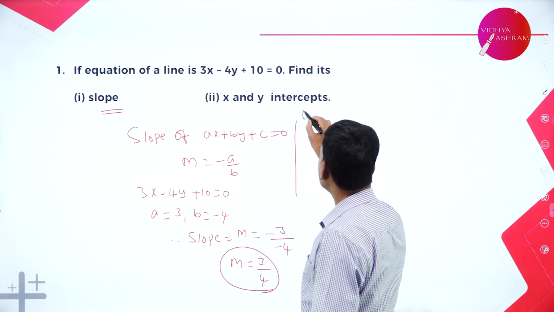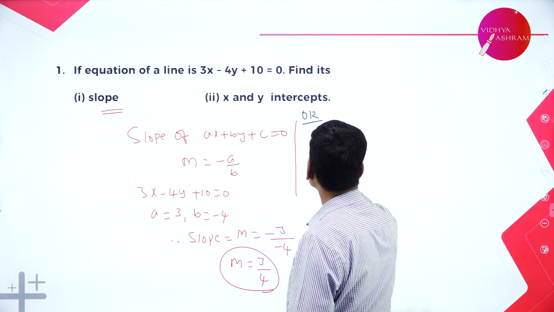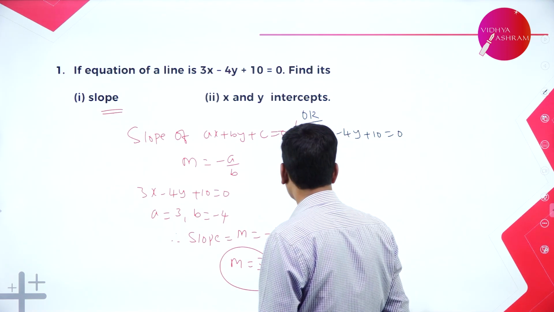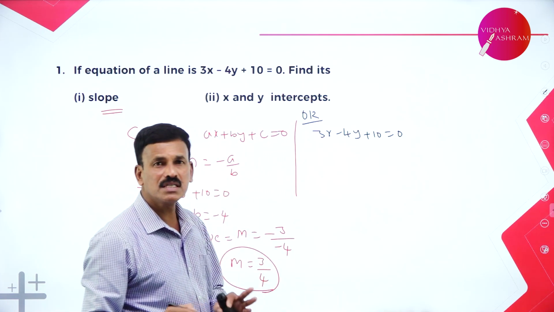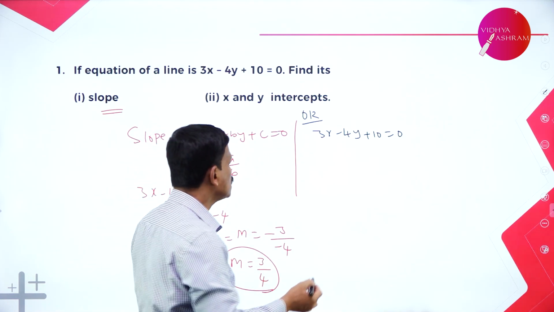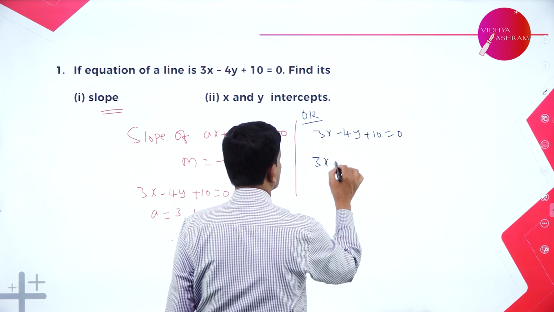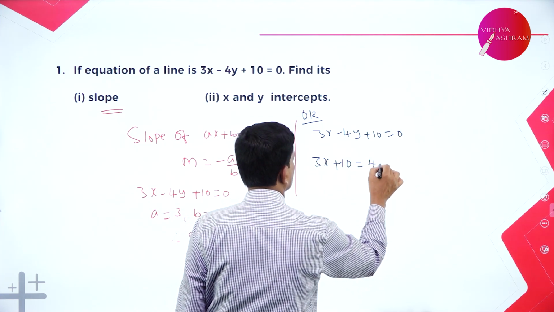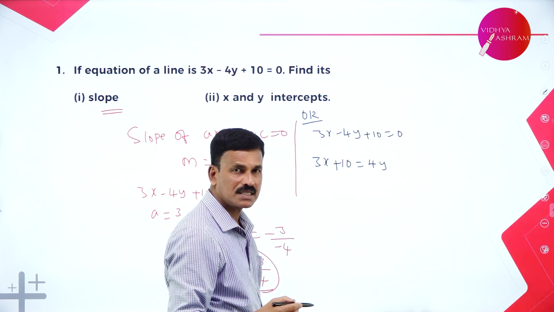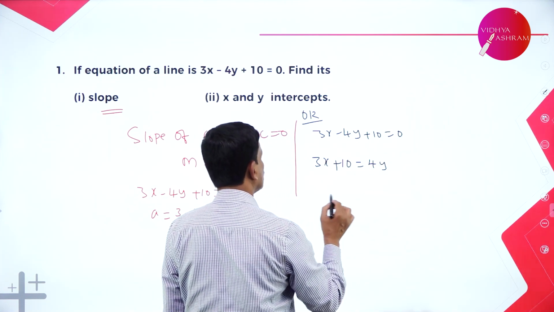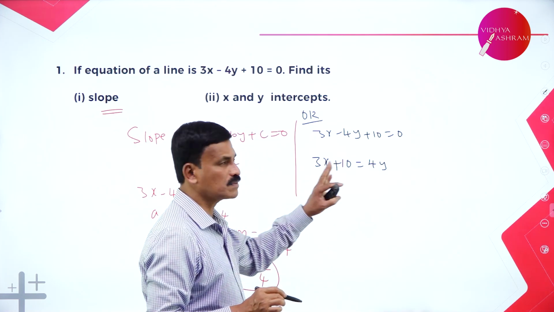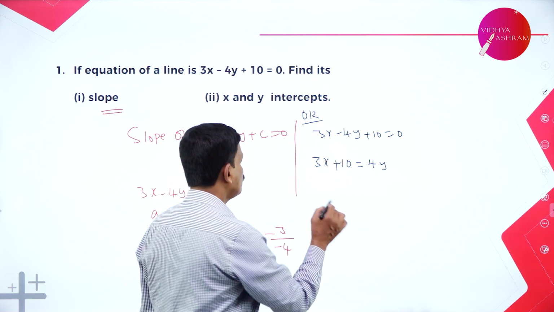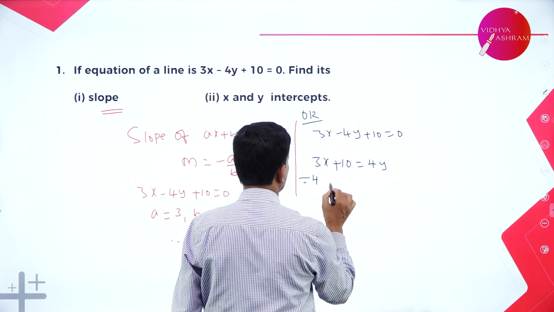Or we can also solve like this. What is the given equation? 3x minus 4y plus 10 is equal to 0. What is required is to convert this into the form y is equal to mx plus c. So keep 3x plus 10 as it is, and transfer minus 4y to the right hand side, it becomes plus 4y. Divide by 4.